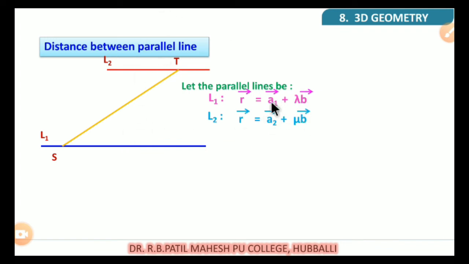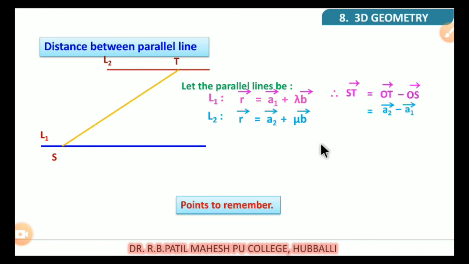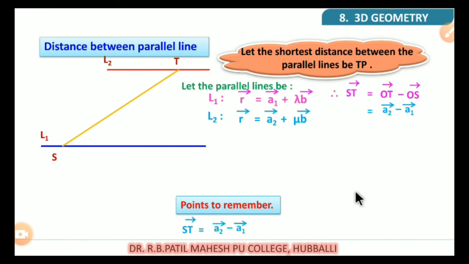And here a1 is the position vector of the point S and a2 is the position vector of the point T. Therefore the ST vector can be written as OT minus OS. Therefore OT is equal to a2 and OS is equal to a1. Now we have to remember some points here: the ST vector is equal to a2 minus a1.